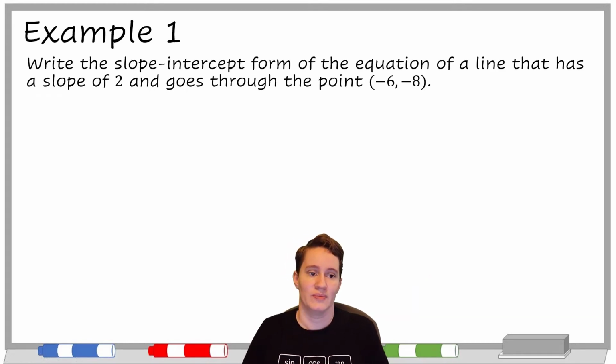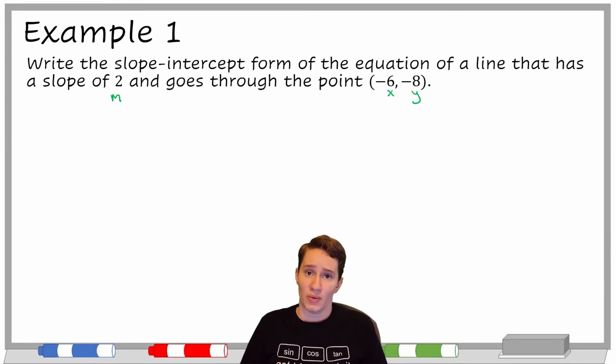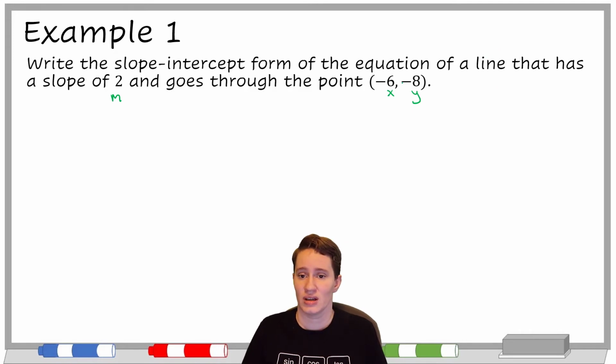All right, example 1. So we've got a slope of 2, so that's m. We've got our point x, y. By the way, there are other ways of doing this. You could always graph it, and you could think about, well, if this is the point and this is a slope, you could draw out the slope until you got to the y-intercept. And that would be one way to figure out what the y-intercept is.